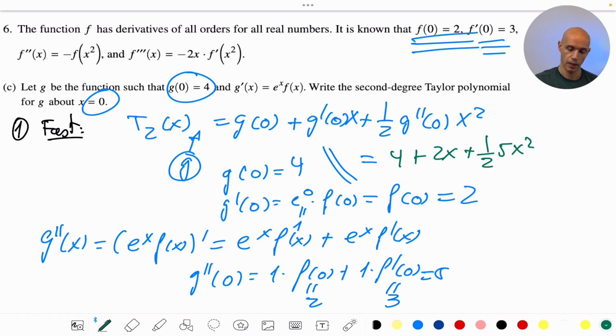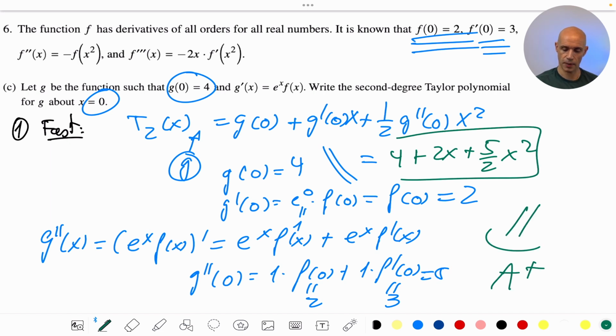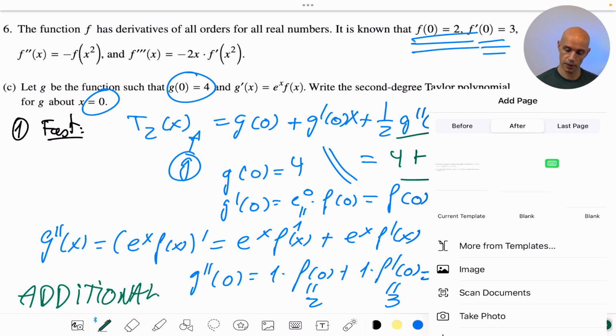So here you are. If you like, you can write this like a fraction, like that, and that's it. Okay, and this is fantastic, A++. Now, there is an additional approach, but this is absolutely optional. Another way of solving this problem, which I think is cool.